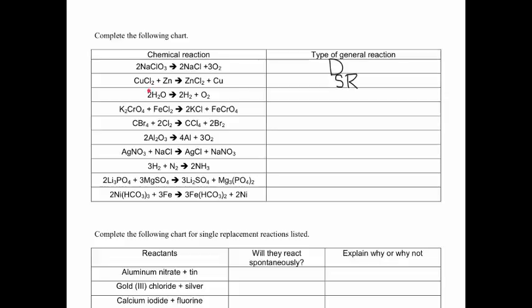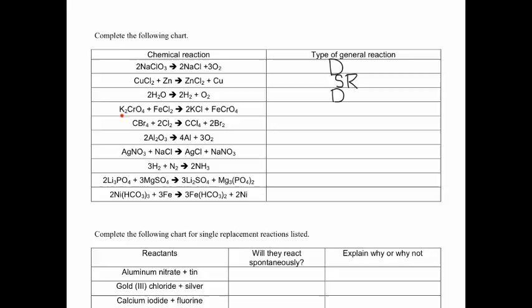Next one, we have water, so we have one compound, and we have multiple products here. We have hydrogen and oxygen. This is a reaction we're going to do during the school year. So that one, we started with one big thing and we made some smaller, so again, that's decomposition.